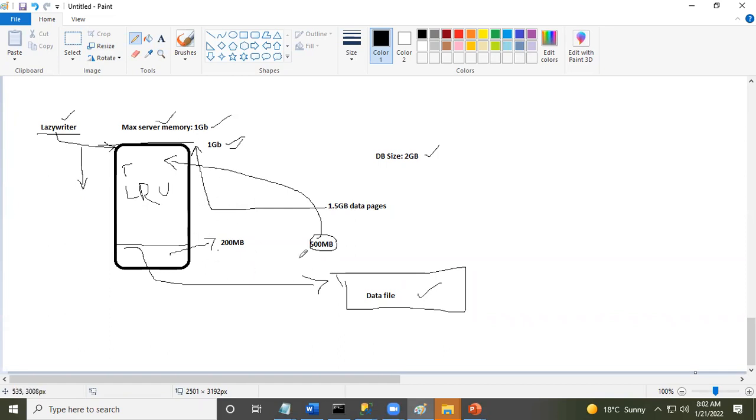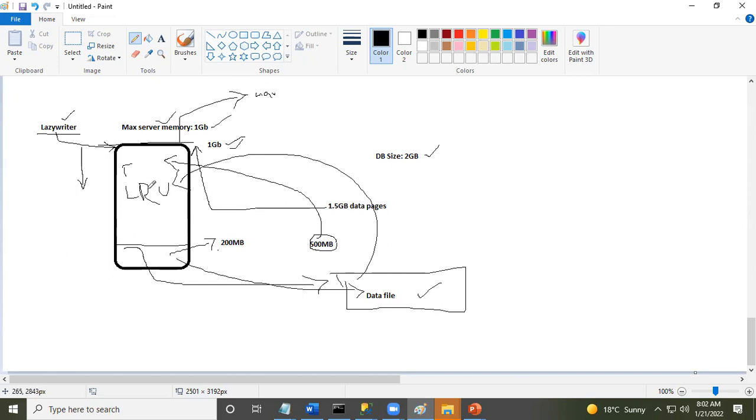It will keep on doing that even if the pages are currently in use. Let's say, for example, these pages are in use, they will be flushed to the data file. When these pages are needed, they will be read again from the data file to the buffer pool. So if the pages are in use, maybe we have an option to increase the max server memory so that these pages will not be removed and will not be read from the disk, right?